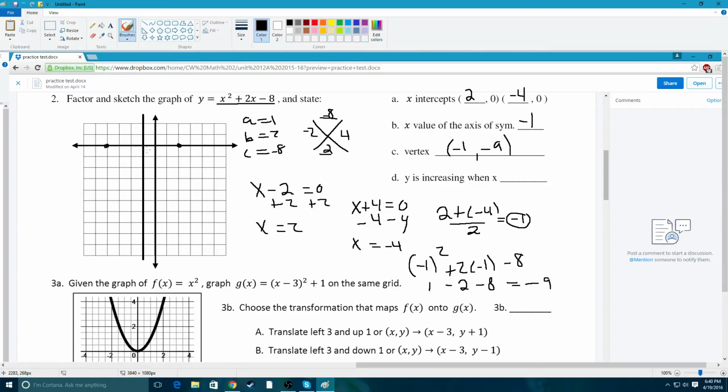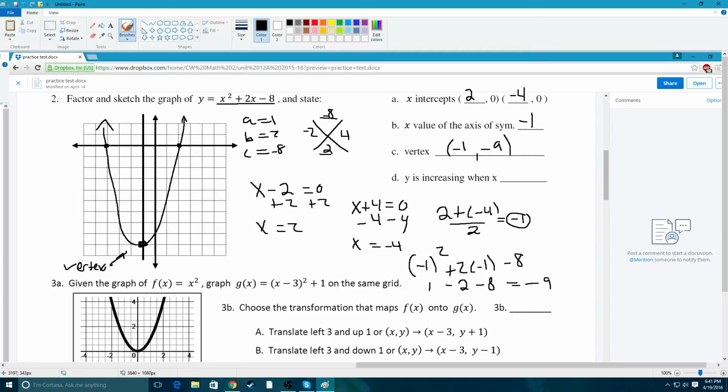If I wanted to plot that, 1, 2, 3, it would be way down here. This would be where my vertex is. And my graph would look something like this. Straighten that out a little bit. It shouldn't curve back, but I mean, you get the general idea of what it should do. There we go. That's a little bit better.